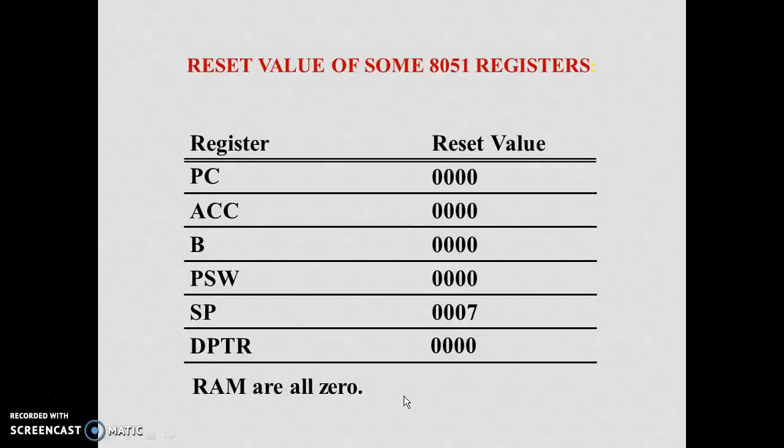Similarly, there are some registers, and after reset, as we have already seen with the reset pin, once we reset, the program counter becomes 0, the accumulator becomes 0, and port B becomes 0. The stack pointer's initial value is 07, whereas all the other registers are 0 except SP, that is the stack pointer. Next time we will see the instructions of the 8051.